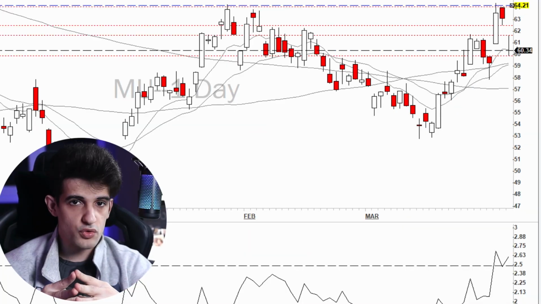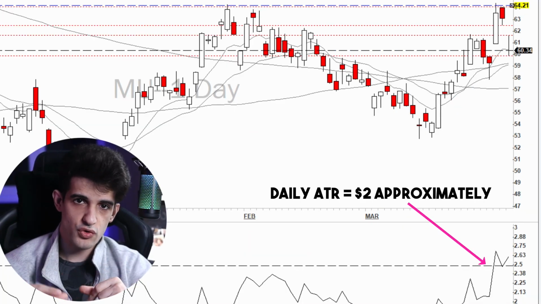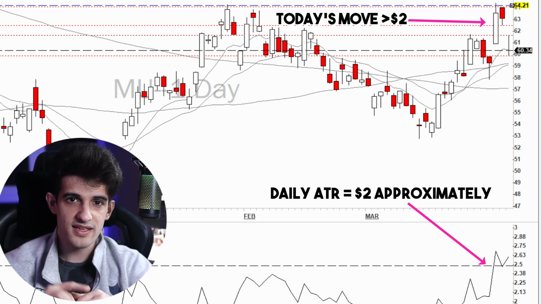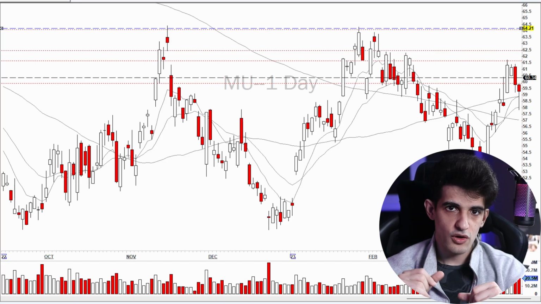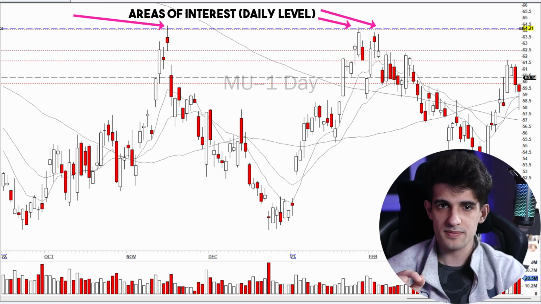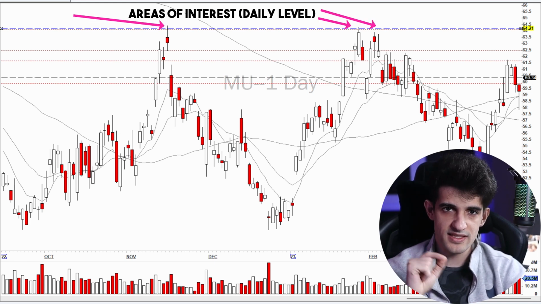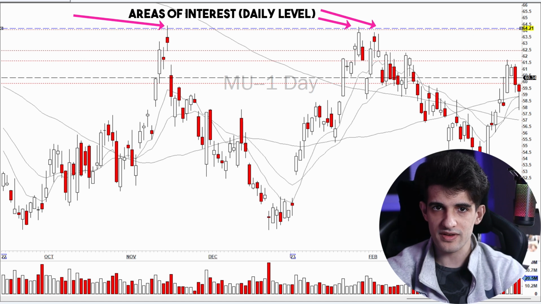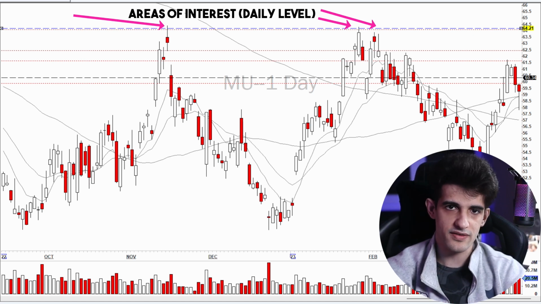Looking at the daily chart, you could see that MU already hit its average true range and even more than that, which means that at any moment it can reverse. Looking at this chart, you could see that there is a strong level that's been touched multiple times, and this is the area that I'm looking to play a reversal from on MU. Now let's take a look at how this trade was executed using the trading terminal replay feature.